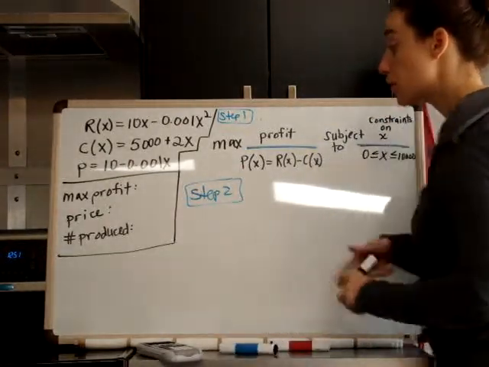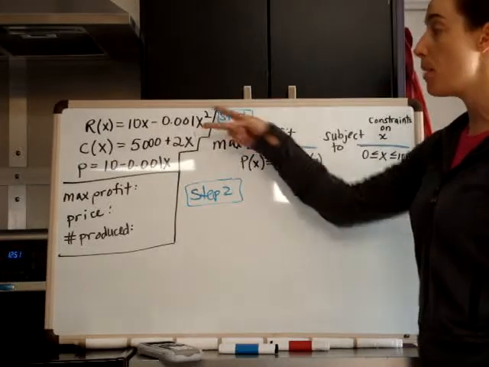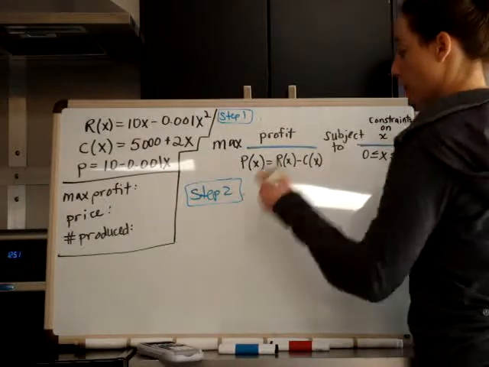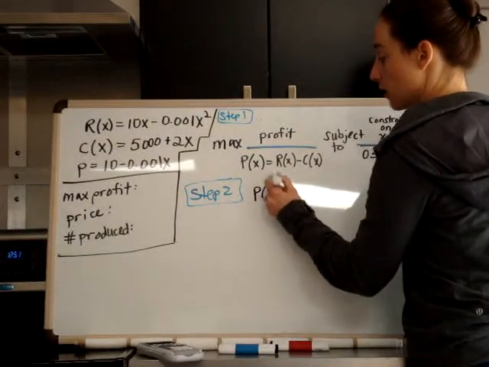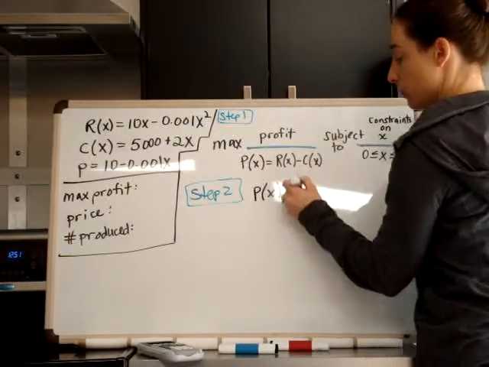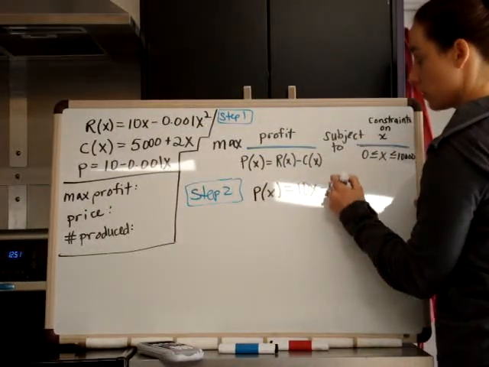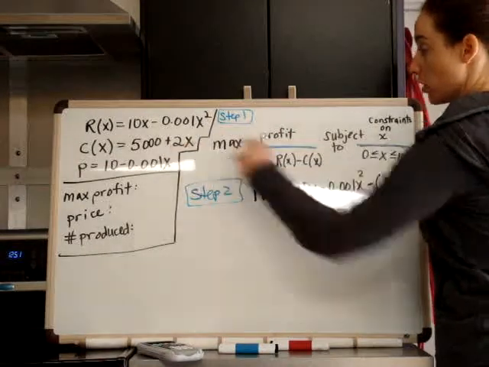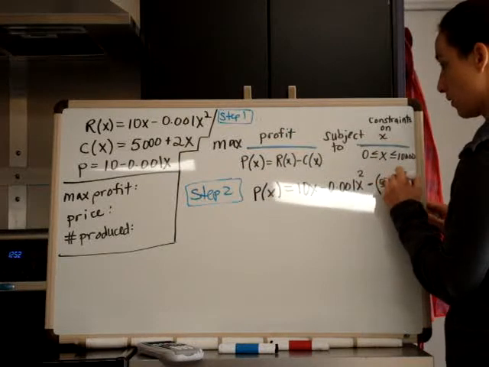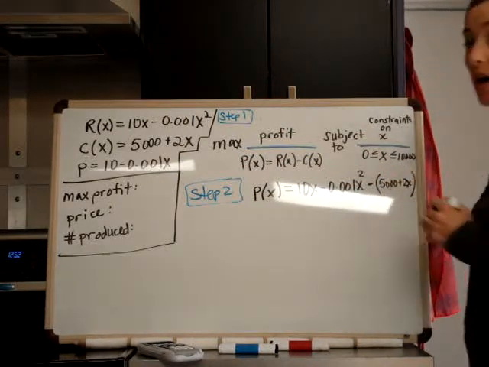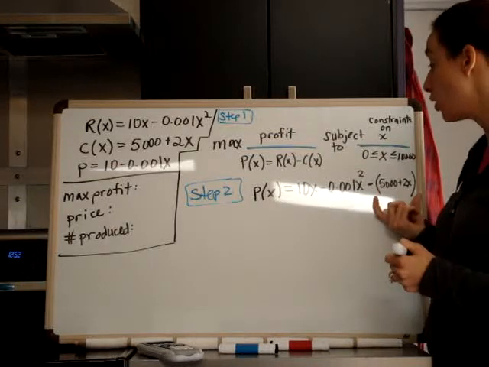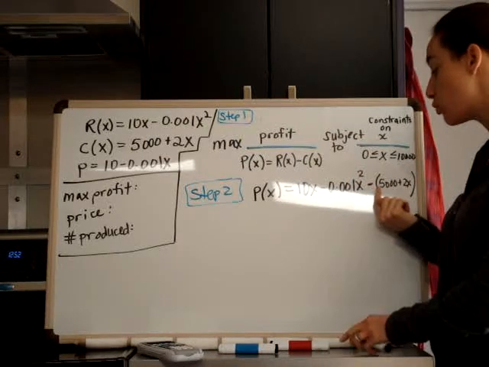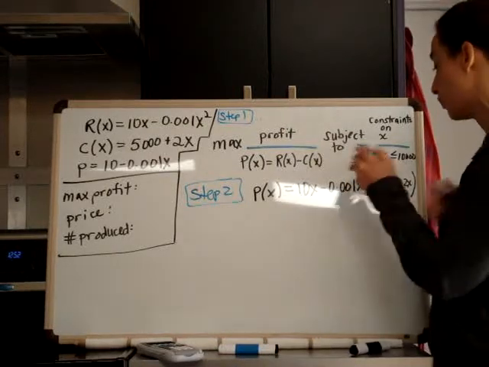So I'm going to first find my profit function based on the revenue and cost functions. Then I'll take the derivative of it. So profit equals revenue minus the cost function. I put the cost function in parentheses because it's a binomial, and I'm going to have to subtract the entire cost function. So I'm going to have to subtract both pieces of that binomial.